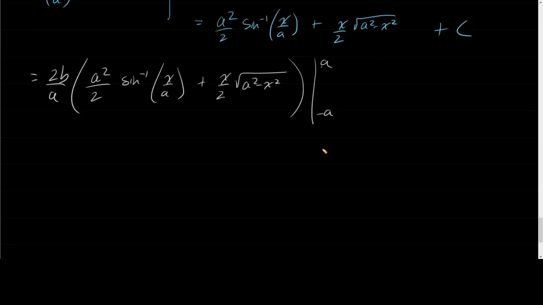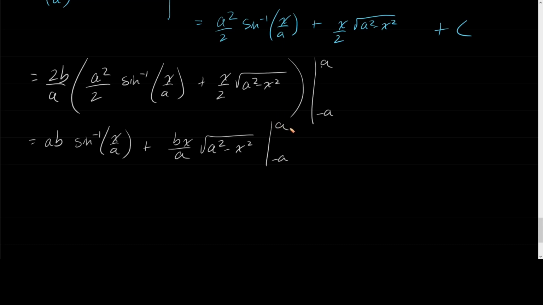So let's see what we get here. Distributing this 2b over a into each of these. Well, in this first part, the 2's cancel out, one of the a's cancels out, so I end up with ab, right? These 2 cancel out and these a's reduce. So ab times sine inverse of x over a plus 2b over a times this. Well, the 2's cancel out, and I end up with bx over a times the square root of a squared minus x squared. All right, and all of this evaluated from negative a to a.